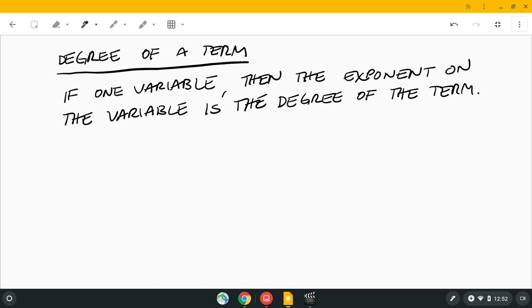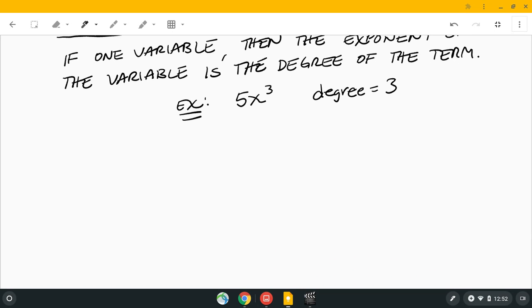Okay, so for example, if you have this 5x to the third, then here the degree of this term would be that exponent, which is 3.